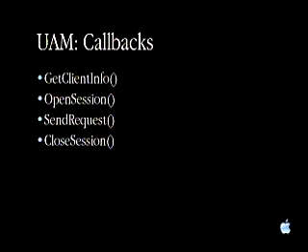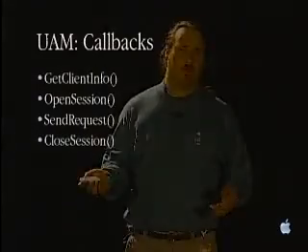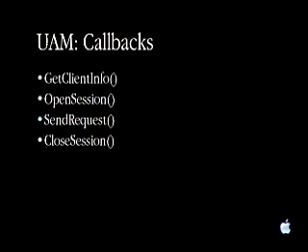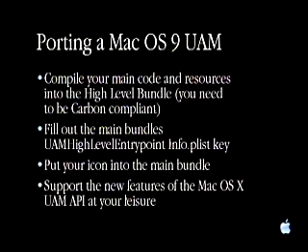The callbacks are the same as in macOS 9. Callback to get additional information about the client, callback to open the session, to send the request to close the session. All of these things allow you to write a UAM that has no idea what network it's going to, because all of that's abstracted out in the callbacks. In order to port a macOS 9 UAM, all you have to do is compile your main code and resources into the high-level bundle, set up the entry points in the outer bundle, set up the Info.plist in the outer bundle, and then basically install it.